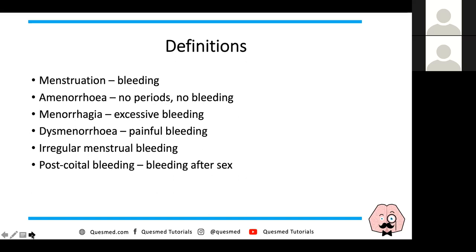So let's dive in with the first question, which is related to amenorrhea. And I'll give you 1 minute to read the question and submit an answer via the poll that's about to pop up.